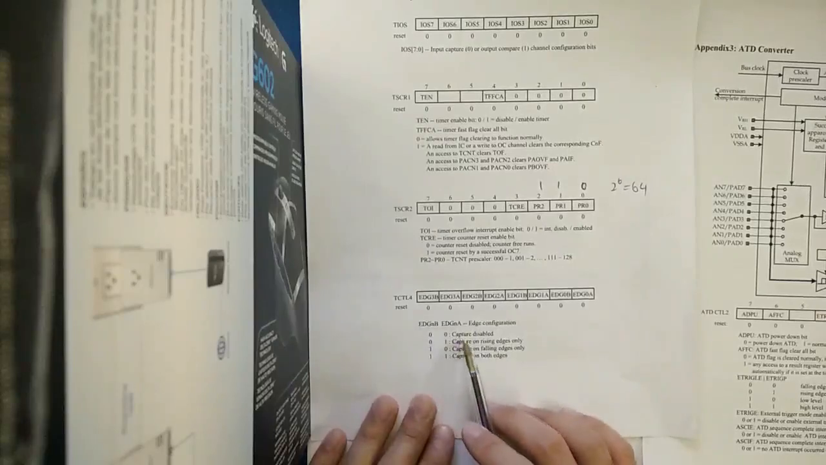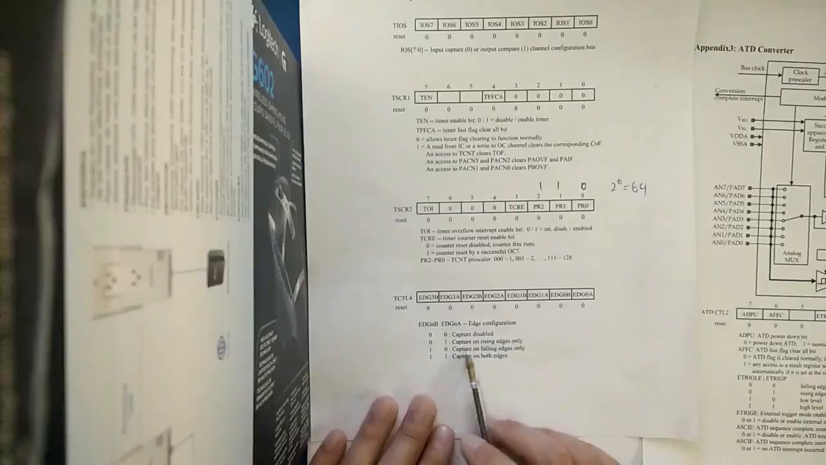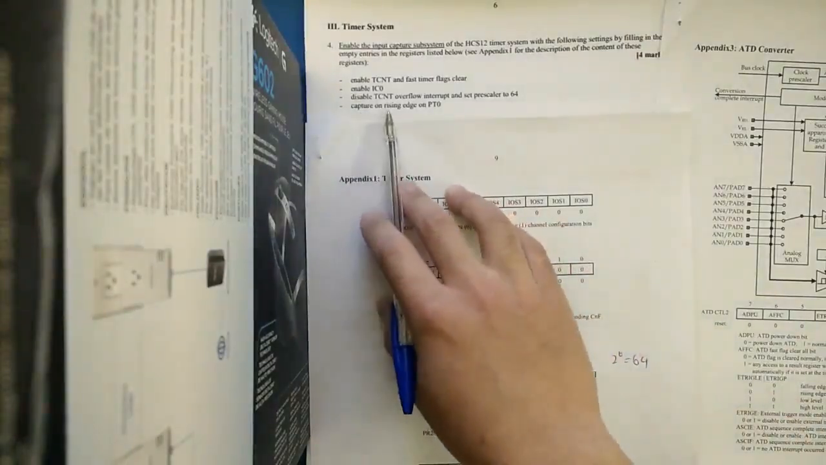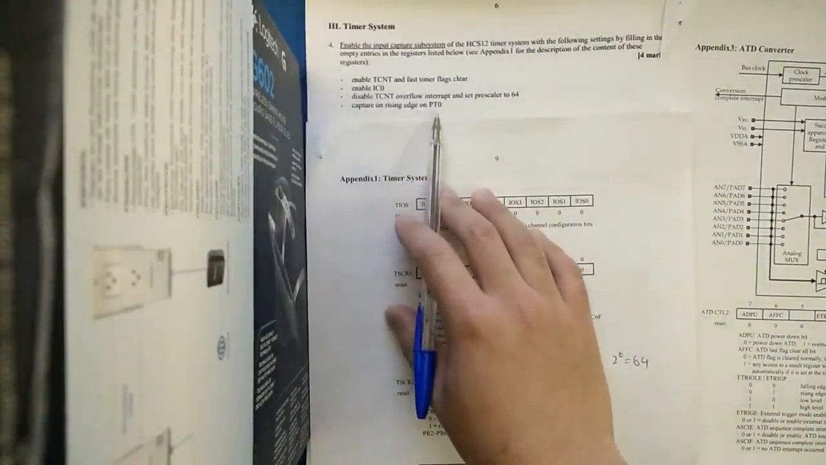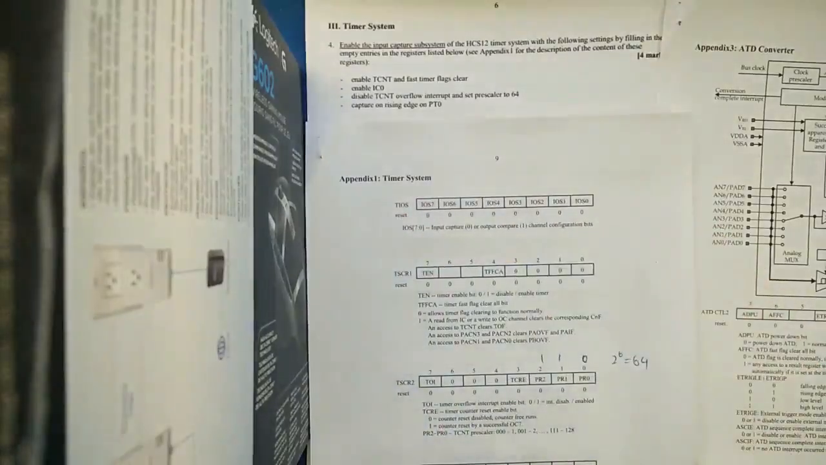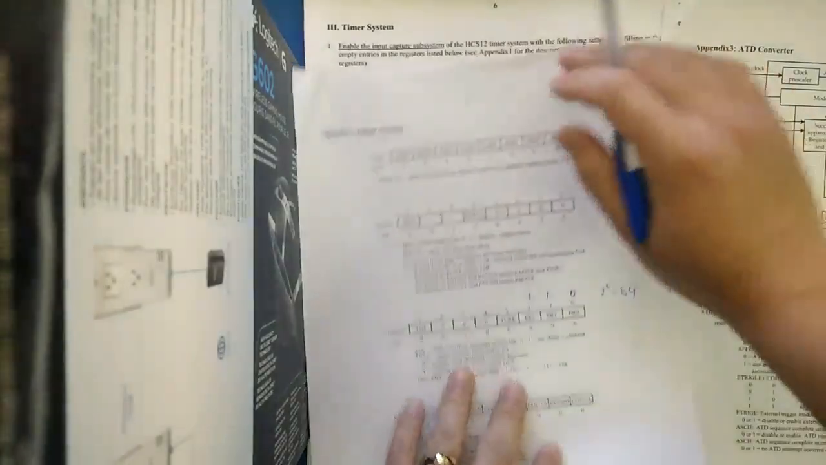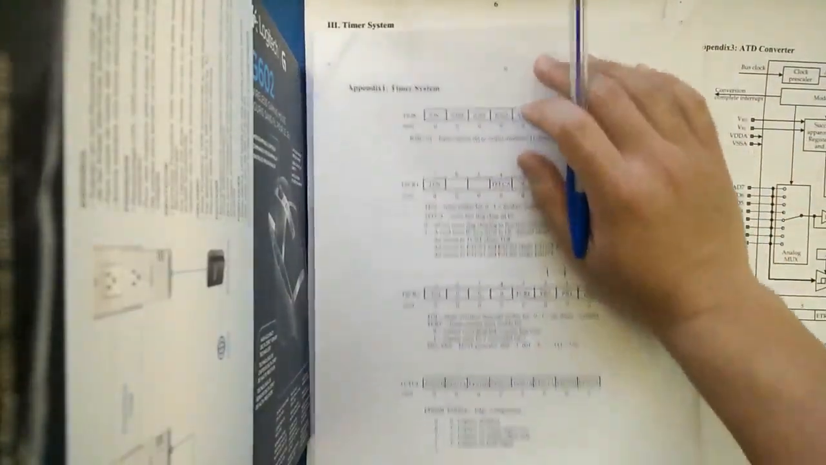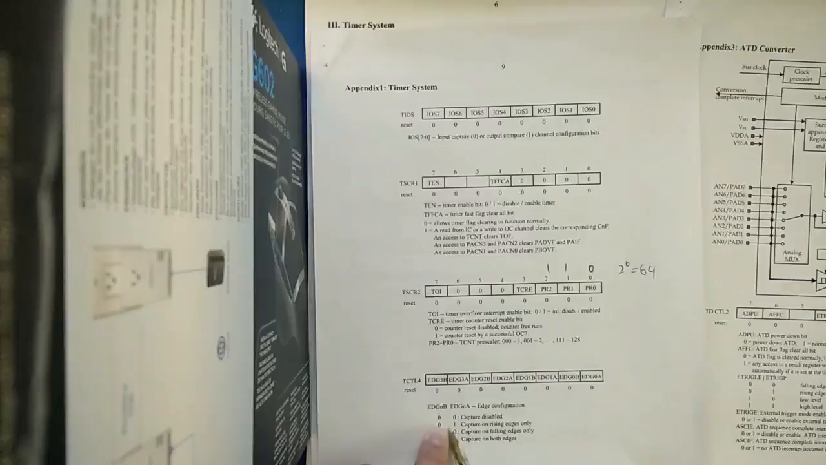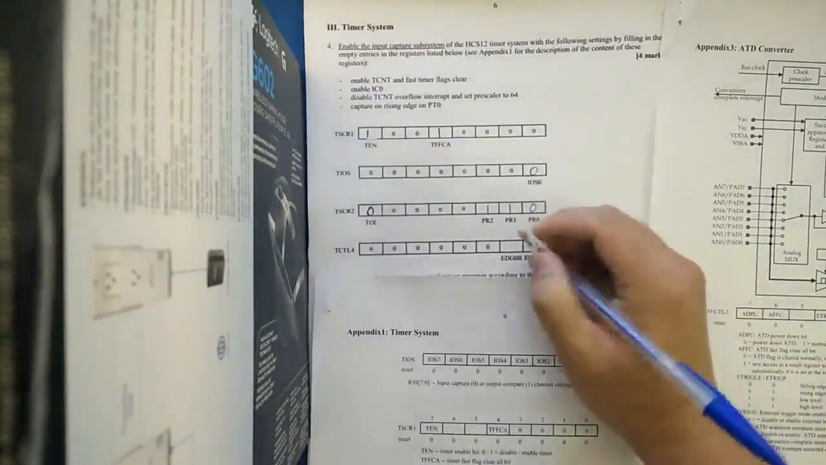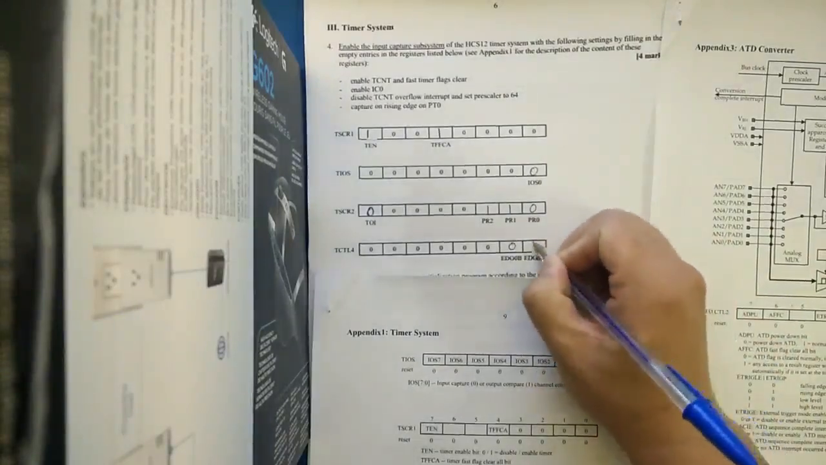So 0, 0 means capture disabled, 0, 1 means capture on the rising edge only, 1, 0 capture on the falling edges, 1, 1 means capture on both edges. The question asks us to capture on rising edges of PT0, which means channel 0. So channel 0 is going to be the bottom two over here, and we wanted to find rising edges. So the rising edge setting is 0, 1. So in this register in the question, it's going to become 0 and 1.